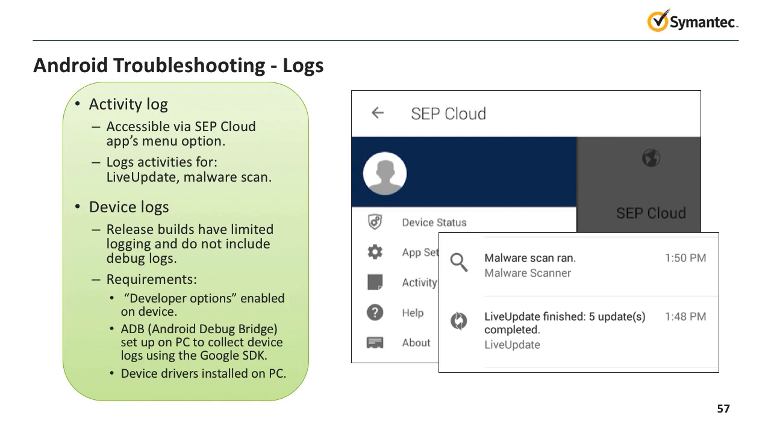To collect device logs, you must first have developer options enabled on the device itself and install and run the Android Debug Bridge, or ADB, to collect device logs. The Android Debug Bridge is a component of the Google SDK that can be downloaded and installed for free following Google best practices and documentation.